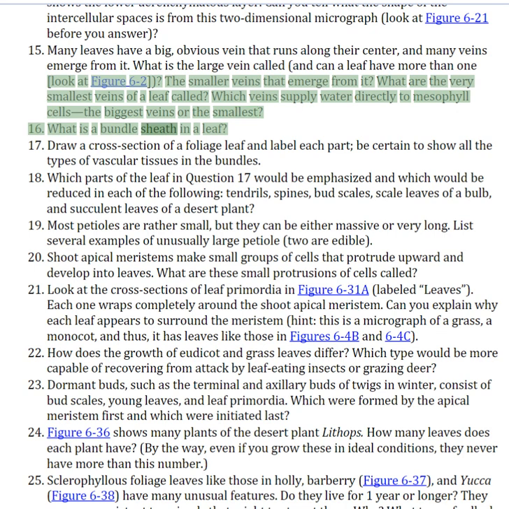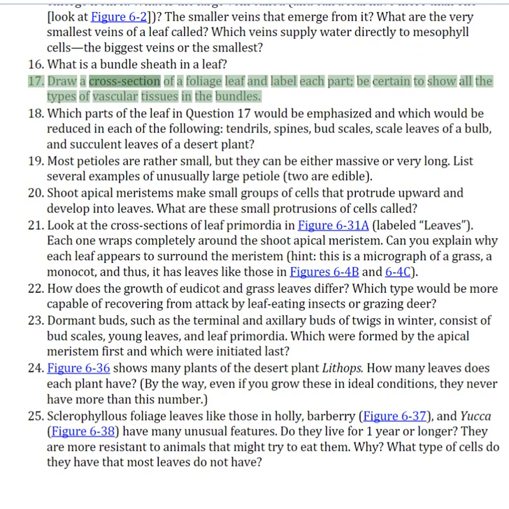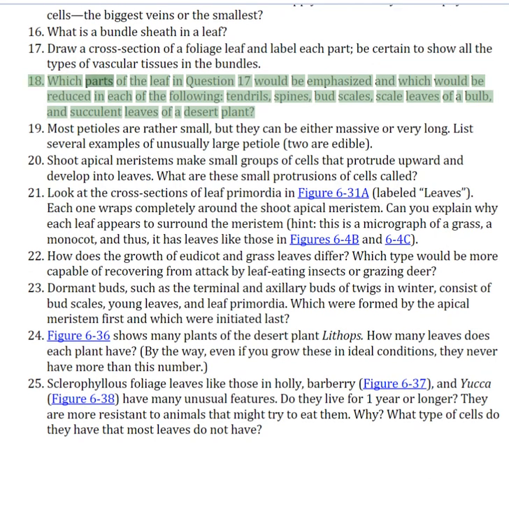16. What is a bundle sheath in a leaf? 17. Draw a cross-section of a foliage leaf and label each part. Be certain to show all the types of vascular tissues in the bundles. 18. Which parts of the leaf in question 17 would be emphasized and which would be reduced in each of the following? Tendrils, spines, bud scales, scale leaves of a bulb, and succulent leaves of a desert plant?